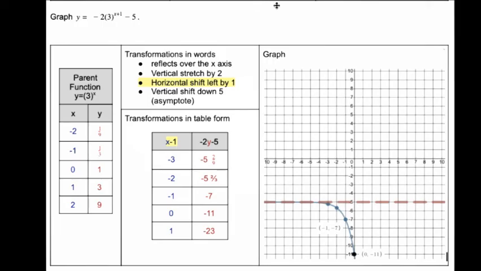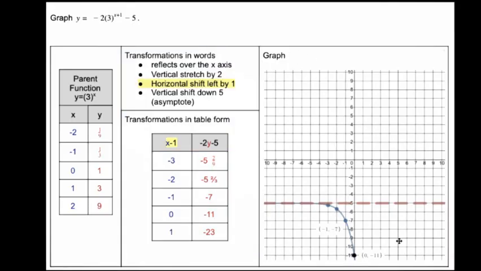This is what your answer will look like. Notice that you have your parent function here. You have your transformation in words, transformation from a table, and your final graph answer. And identifying whatever points are here, you've already done. Now, a couple of things to note. Asymptote at y equals -5. This is a growth. It is a domain of all real numbers and a range of y less than -5 because all the values are below my asymptote.